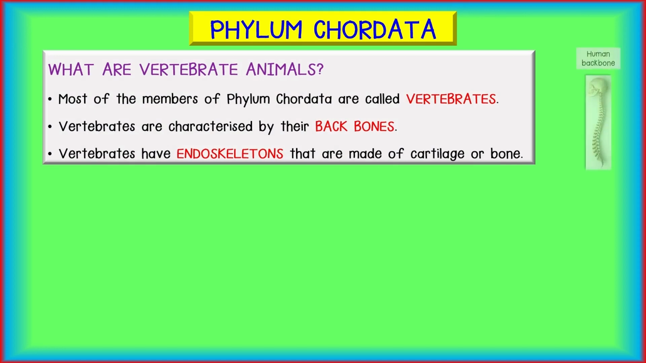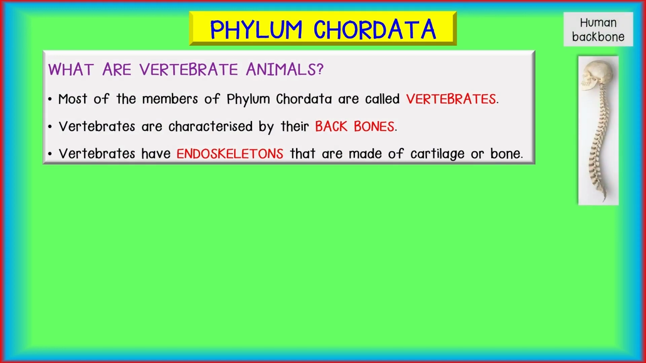The Vertebrata animals belong to a larger group called Phylum Chordata. There are other animals that belong to Phylum Chordata that are not vertebrates because they do not have backbones. What are the characteristics of vertebrate animals? All vertebrate animals have backbones. Vertebrates also have endoskeletons that are made of cartilage or bone.